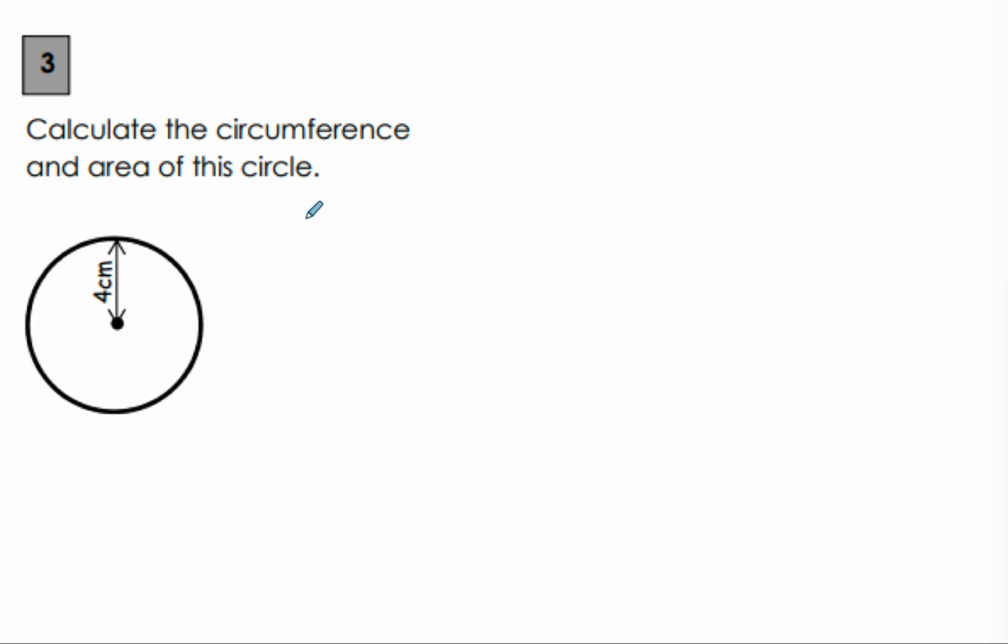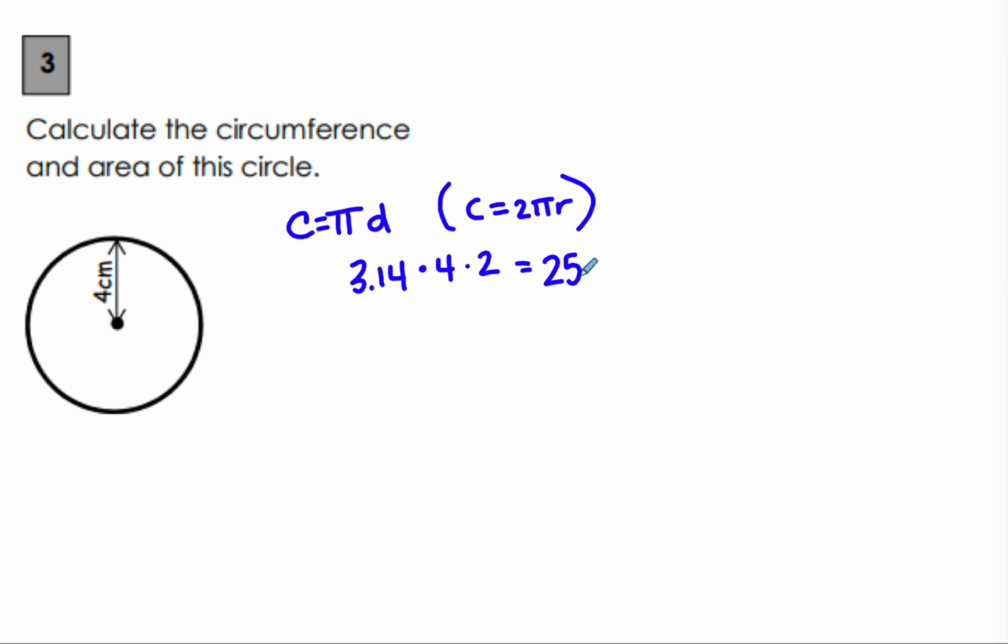Okay, let's check our answers. So circumference equals pi times diameter. And then I'm also going to just put over here circumference equals 2 times pi times radius. In order to get from the radius to the diameter, you have to multiply times 2. So I'm going to do 3.14 times 4 times 2. We have to do 4 times 2 to get the diameter, and then times 3.14. All right, so when I do that multiplication, I get 25 and 12/100 centimeters as my circumference.